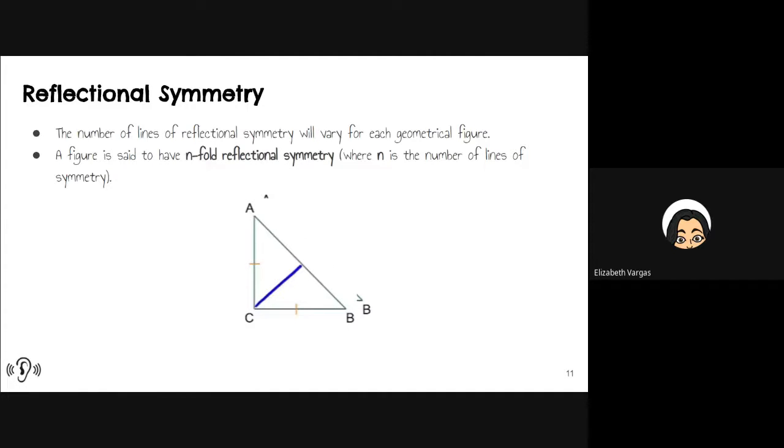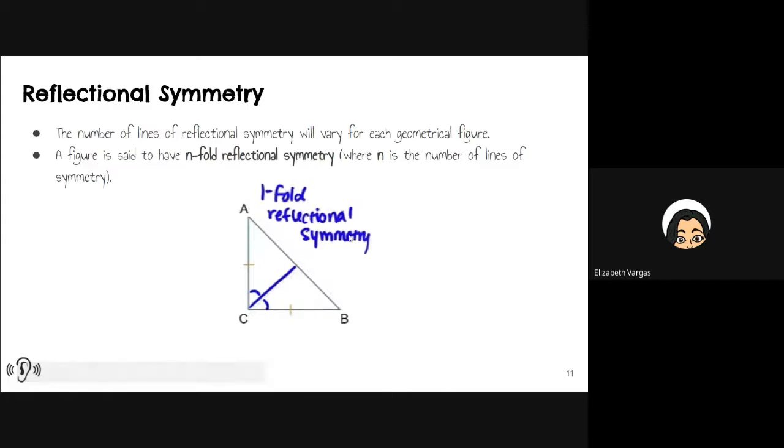The way that we would talk about this line of symmetry is we would say that this triangle has 1-fold reflectional symmetry. So instead of saying this triangle has 1 line of symmetry, we would say it has 1-fold reflectional symmetry. That's basically what this is saying. We talk about reflectional symmetry by saying n-fold reflectional symmetry instead of line of symmetry. Are there any questions about this?